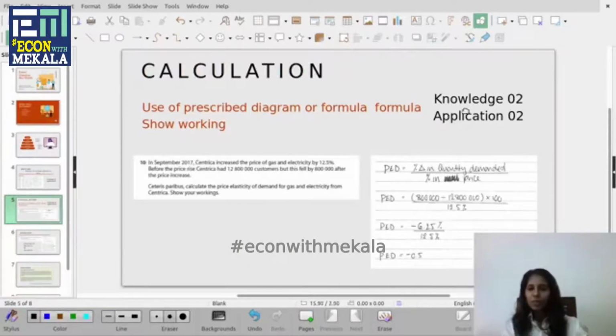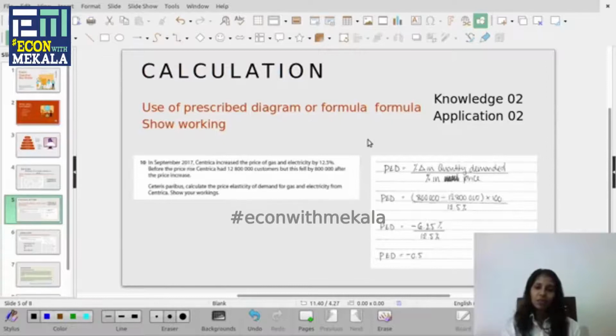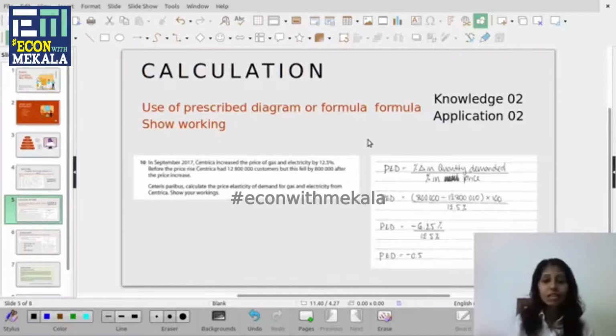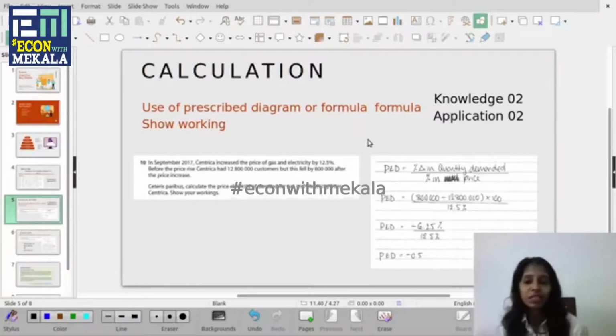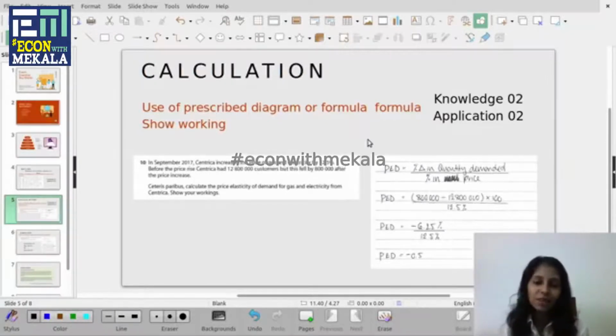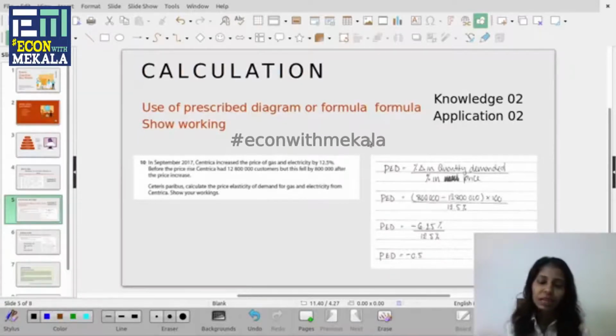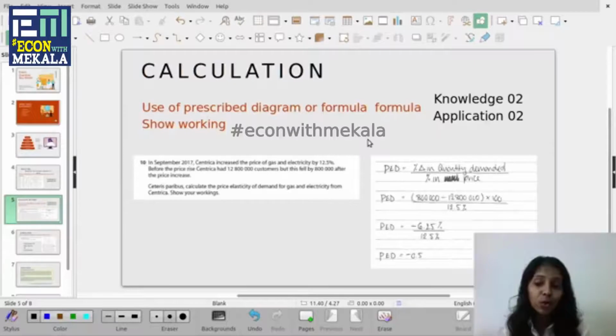So remember, knowledge marks you can easily score for calculation questions by remembering formulas. So you know what the common formulas are, what are the lessons we learn formulas for in economics and business. So try to make a list of them and try to remember them. So if you know the formula, when you go to the exam, you only have to apply data given in the case study. Remember, always you have to show your workings.